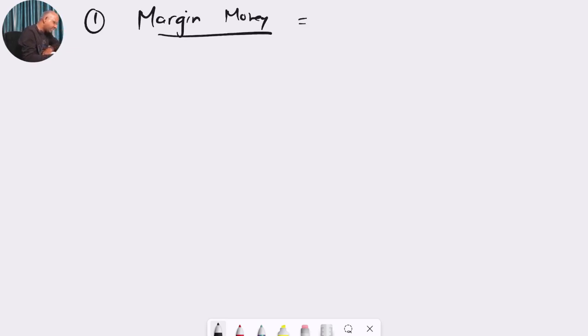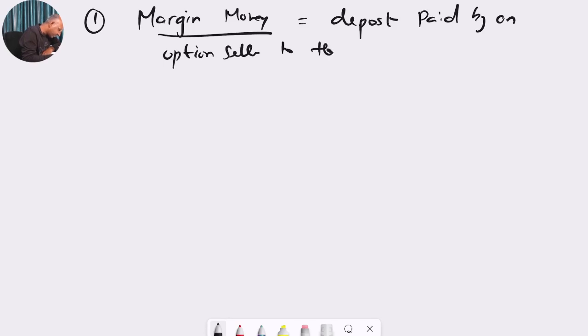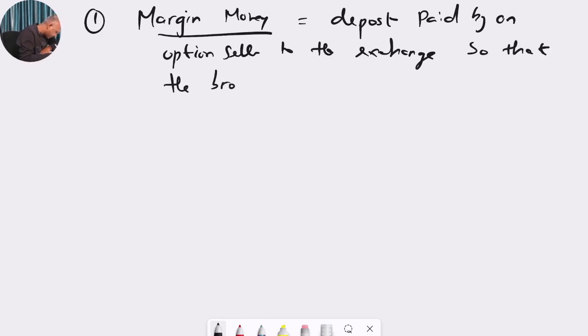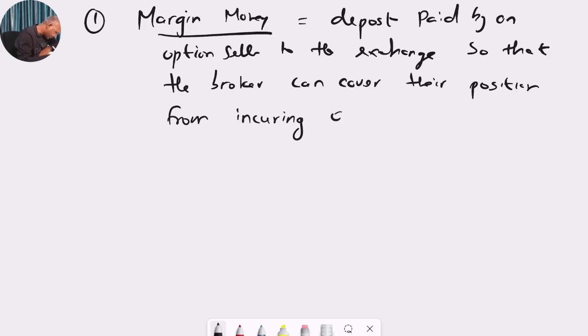Now, margin money is the deposit paid by an option seller to the exchange so that the broker can cover their positions from incurring continuous loss.